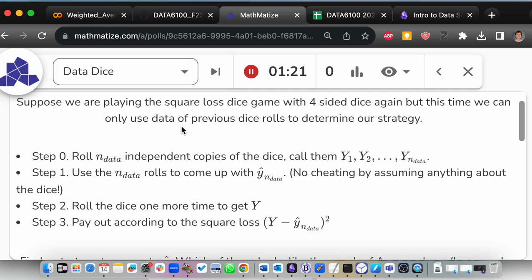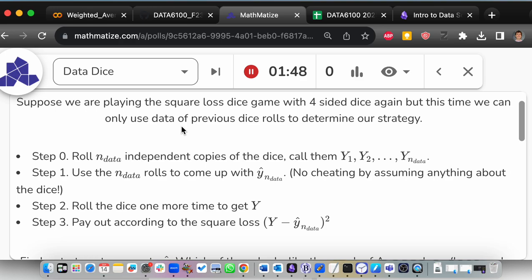Step 2 and step 3 are identical to before. Once you've picked y hat with no cheating, so you can use the data set but nothing else, we're going to roll the die one more time, and then you're going to pay me y minus y hat squared dollars. So whatever y hat you picked is going to be used in step 3 to determine how much money you pay me. So that is the game. Very similar to the previous game, except now we have this data instead of what we had before.